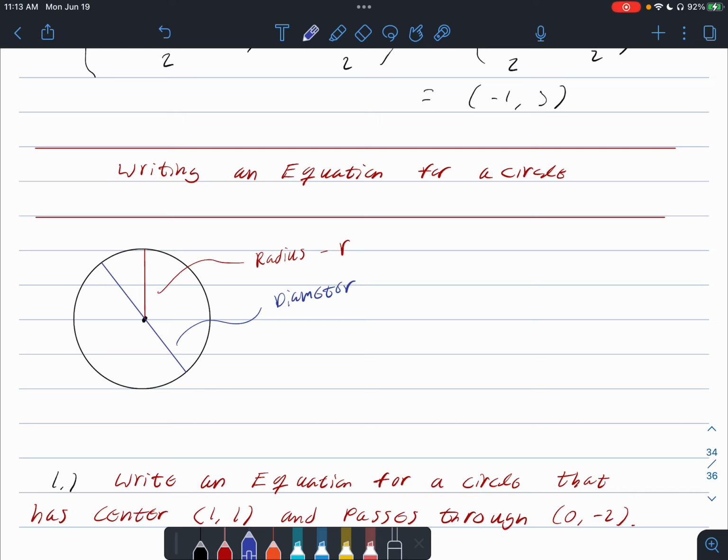okay? One more thing. The center of the circle is given by the point (h, k). All right? That's our center. An equation for a circle is given by (x - h)^2 + (y - k)^2 = r^2, where r is the radius and h and k are the center.